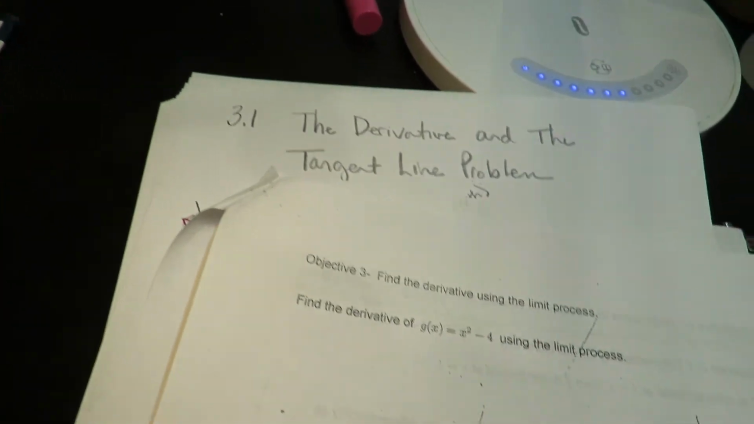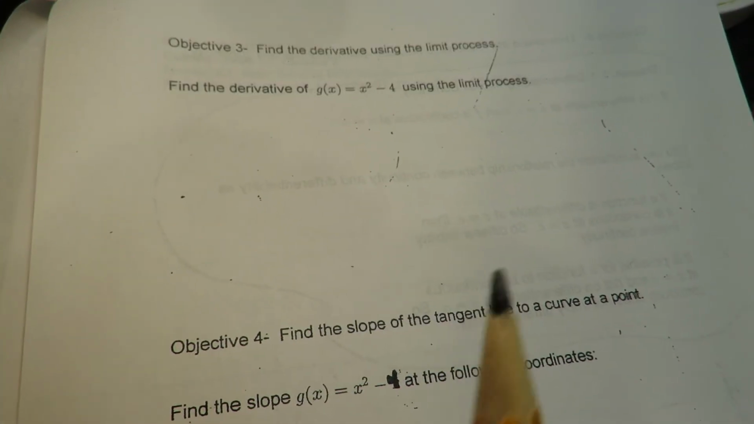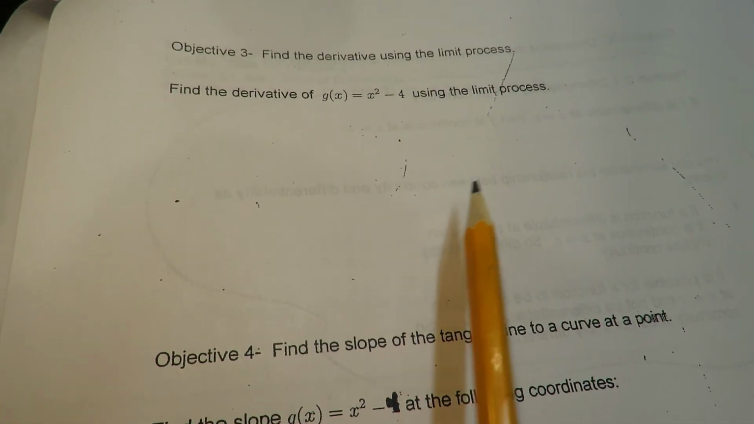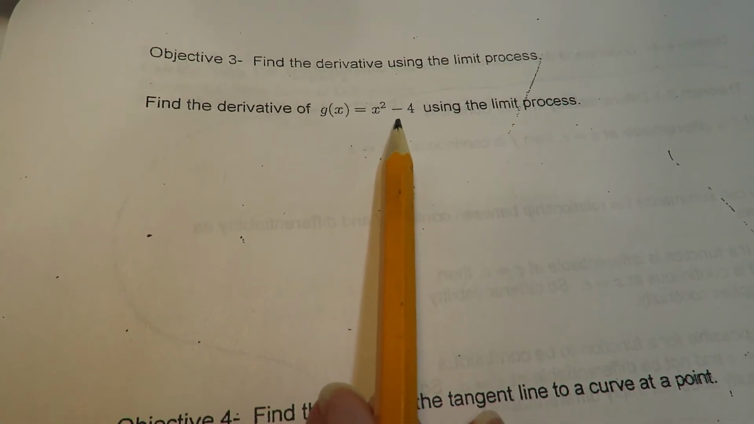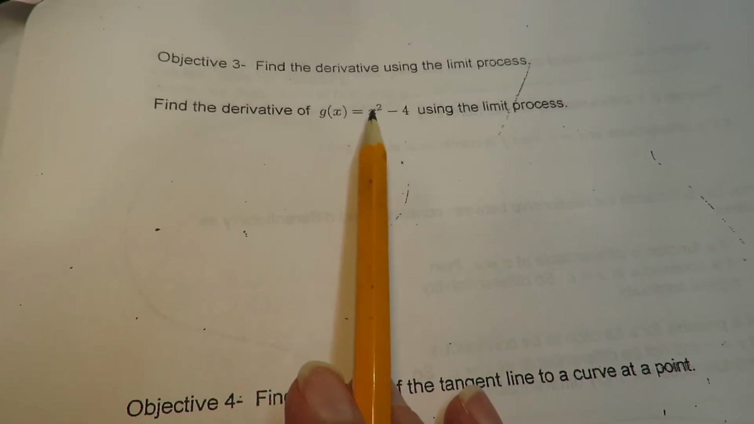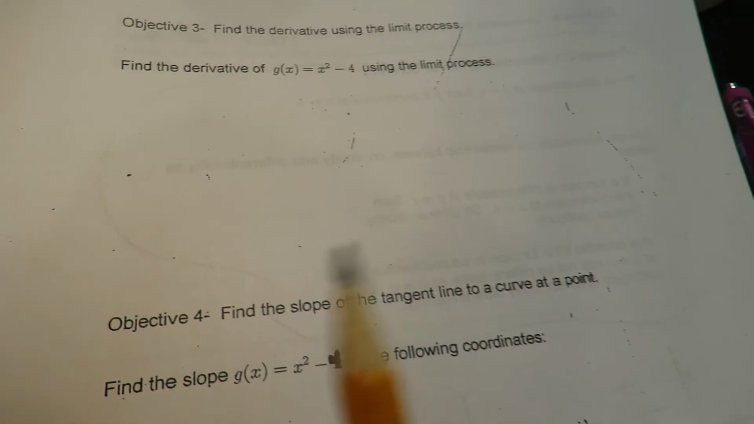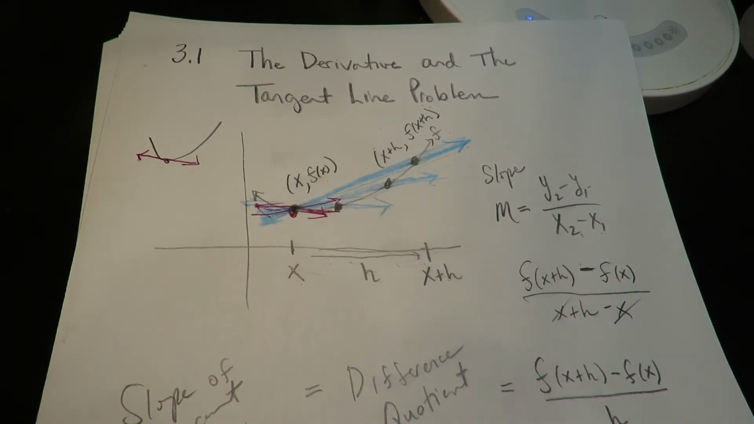Okay, so I'm going to get rid of the G in these when I do these. I want you to find the derivative of this function using the limit process. Now the limit process is what I just derived for you.